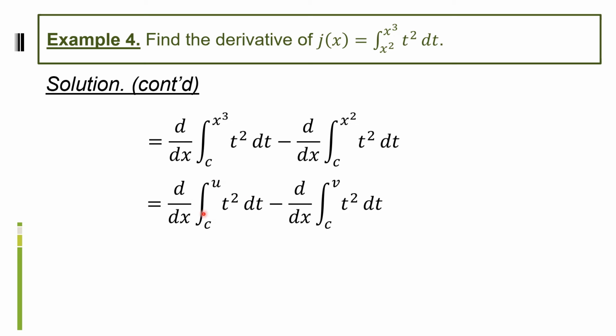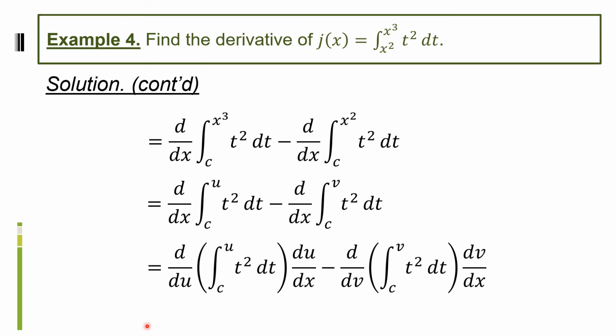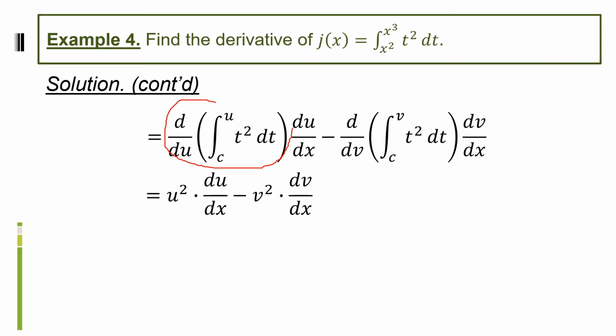But since this is a function in u and this is a function in v, hindi naman siya x, gamitin natin yung chain rule. So we have d over du of the definite integral from c to u of t squared dt times du over dx minus d over dv of the definite integral from c to v of t squared dt times dv over dx. By FTC1, this is now equal to u squared. Okay, yung u nilagay lang natin sa t squared. So u squared times du over dx minus, eto naman by FTC1, this is v squared times dv over dx.